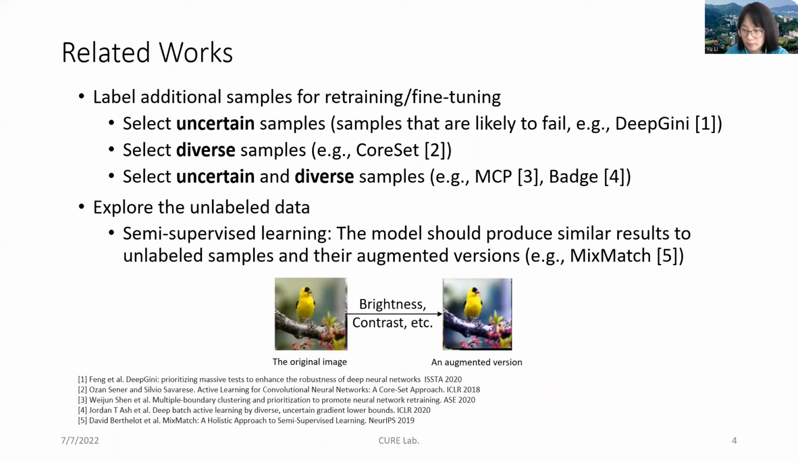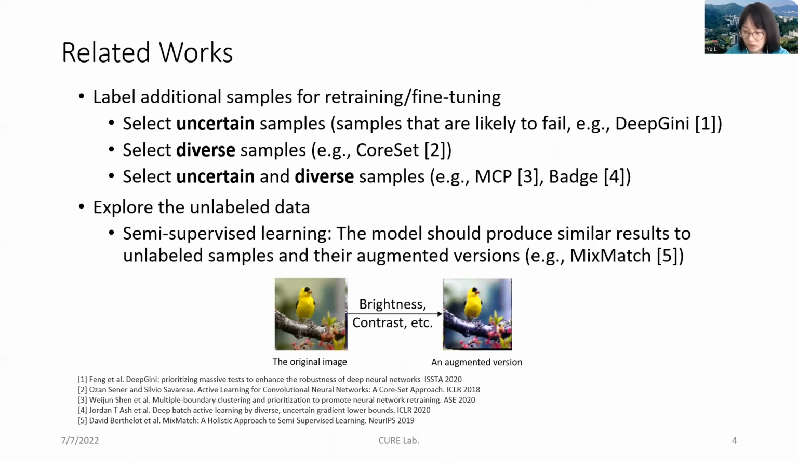Among existing works, many focus on selecting data for annotation and fine-tuning the model with this additional data. For example, DeepGini labels the ones that are likely to fail. Some works, such as Coreset, focus on selecting diverse samples, since they believe that sample diversity is important for fine-tuning. MCP and BATCH simultaneously consider the failure probability and sample diversity during selection. For these methods, achieving a higher repair rate is inevitably associated with more expensive labeling costs.